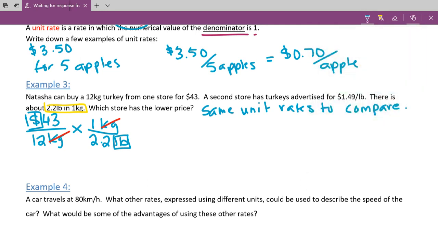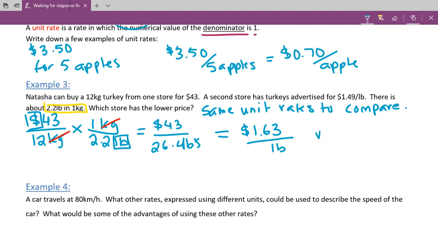I'm going to multiply across, right? I'm going to do 43 times 1, so that's still 43. 12 times 2.2, that's going to get me 26.4, but now I'm in pounds. And then to turn this into a unit rate, I'm just going to divide those numbers. I'm going to do 43 divided by 26.4. And it ends up giving me $1.63. And now this is per pound, per 1 pound.